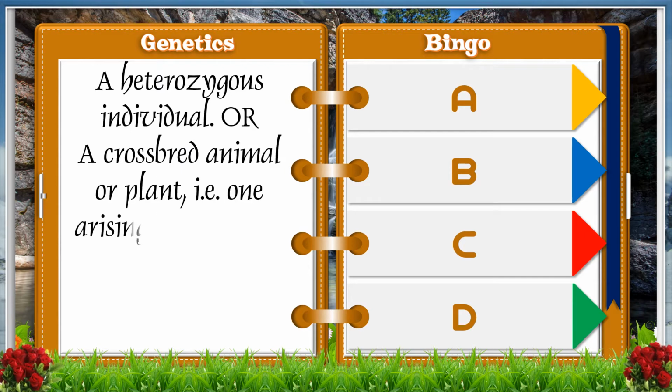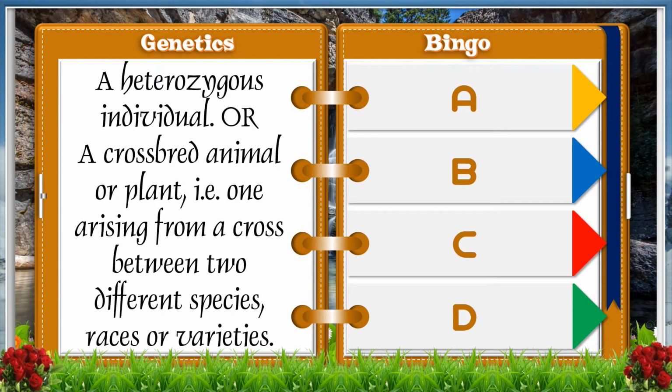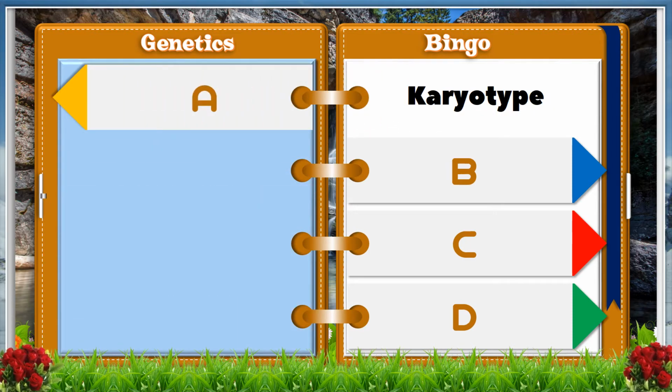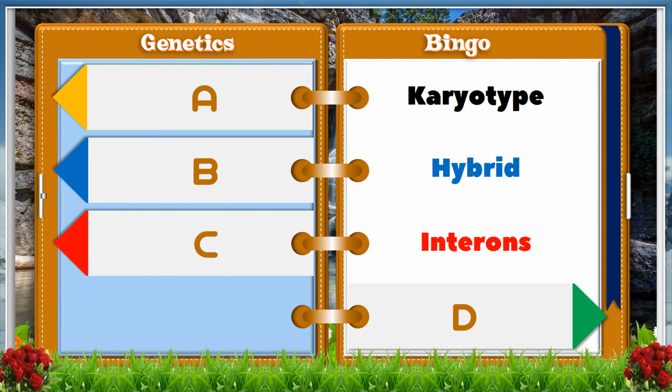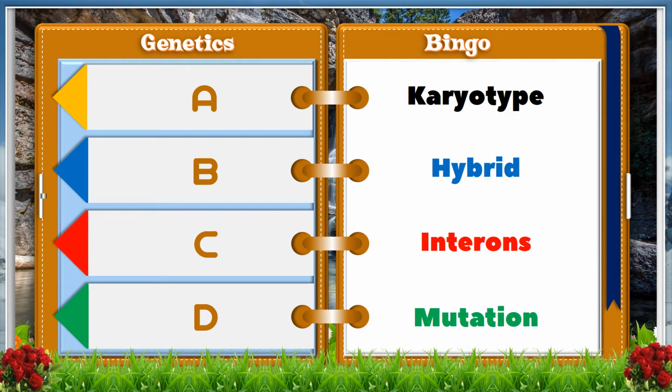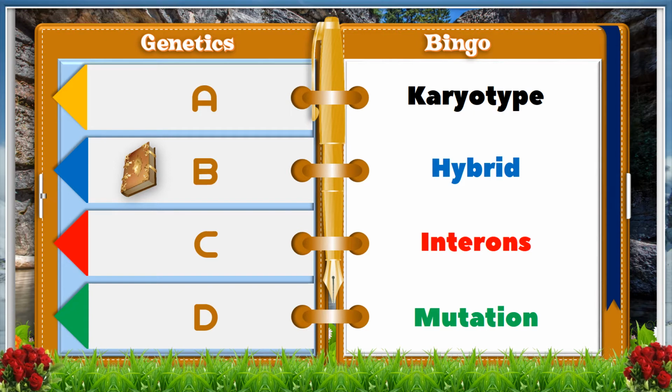A heterozygous individual or a crossbreed animal or plant, i.e., one arising from a cross between two different species, race, or variety. A. Karyotype. B. Hybrid. C. Introns. D. Mutation. And the answer is B. Hybrid.